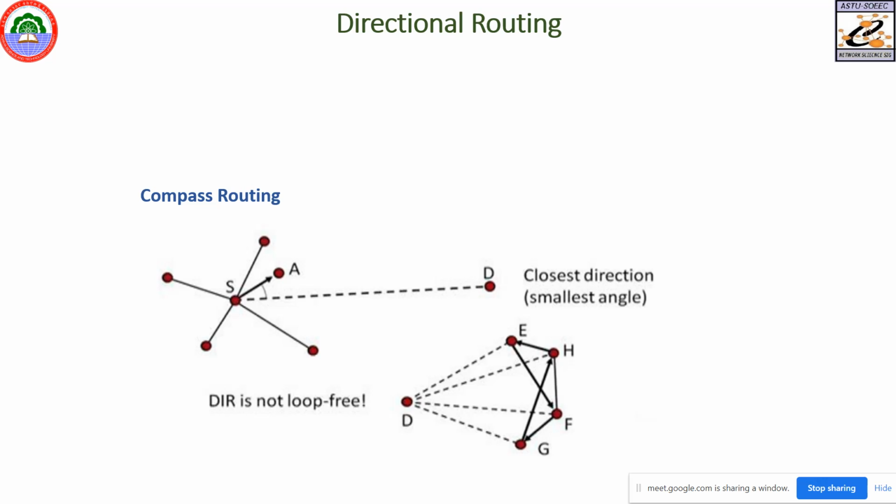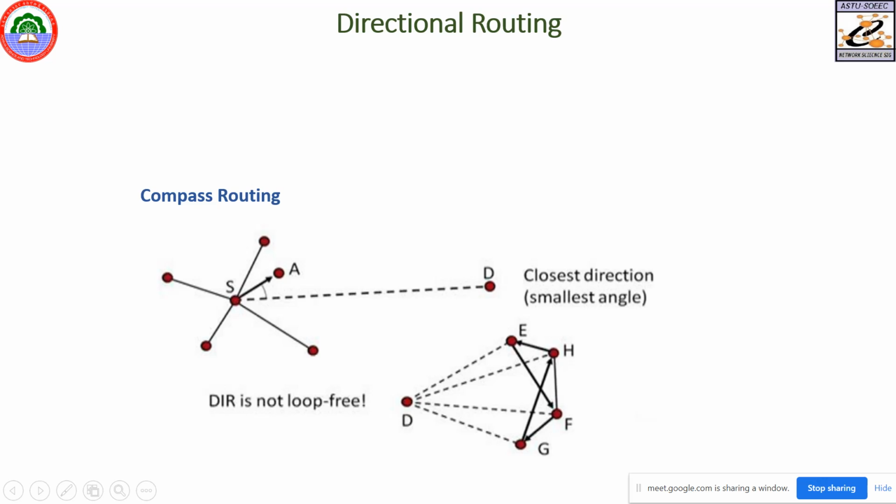So in this particular direction based routing, we can say that it is not loop free. There is a possibility of forming loops in this routing technique. If you observe this image, it has to choose the least angle. From there it will forward again to the least angle, and again there is a possibility of getting loops.